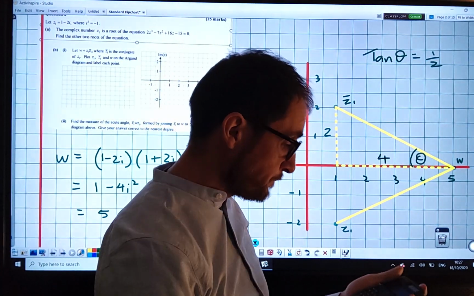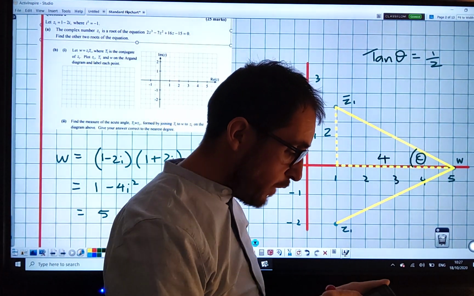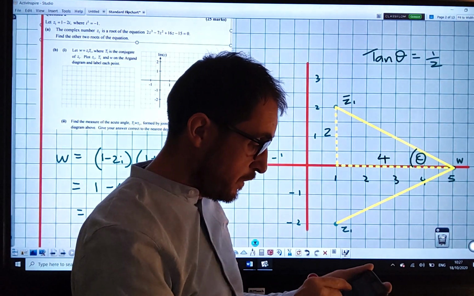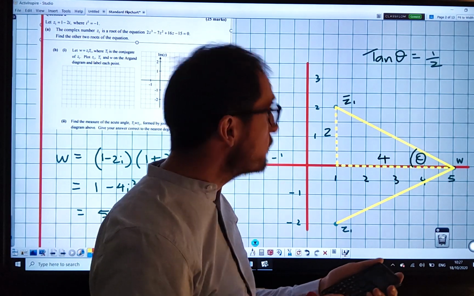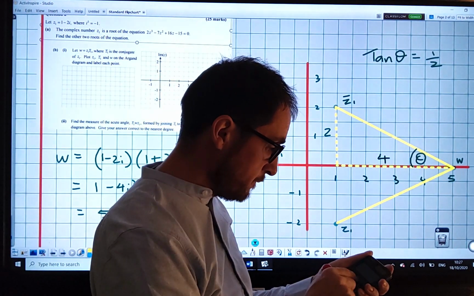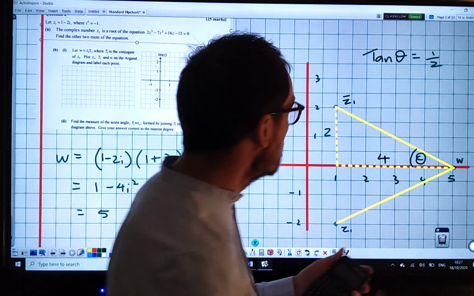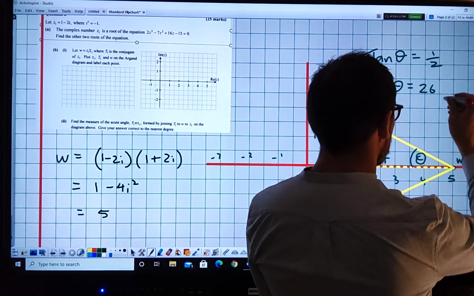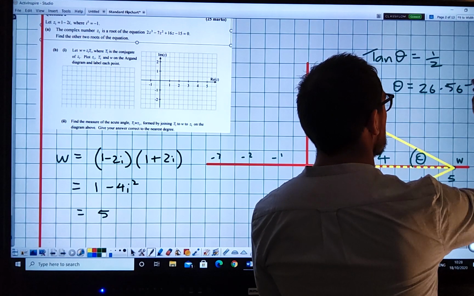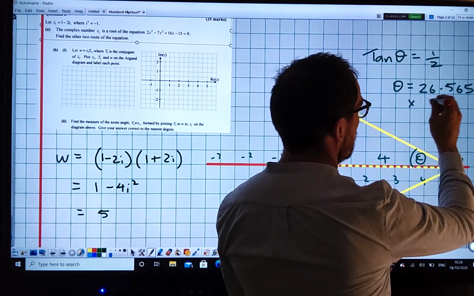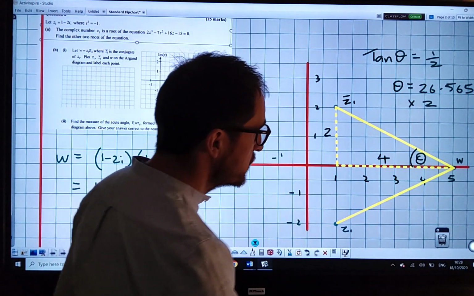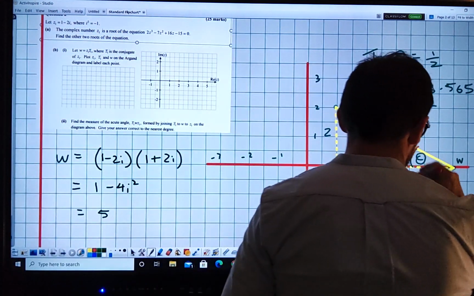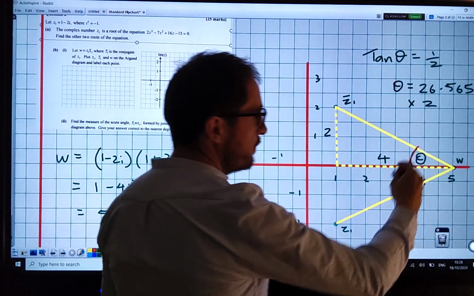It's no harm to put this one into degrees to do this question here. Sometimes you need to use degrees. So what you're going to do is tan inverse 1 over 2. And that gets you theta equal to 26.565. So you're going to multiply that by 2. And the reason you're multiplying it by 2 is because the acute angle you're looking to get is this angle here. It's the whole lot, the red part.